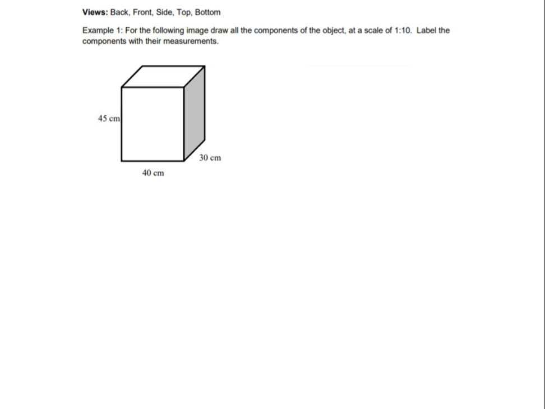Example number 1 states: for the following image, draw all the component parts of the object at a scale of 1 to 10. Label the components with their measurements. So the first thing we know we need to do is identify our scale, which we have. So my scale is equal to 1/10, because that's what we have been told. So we have a scale of 1/10.